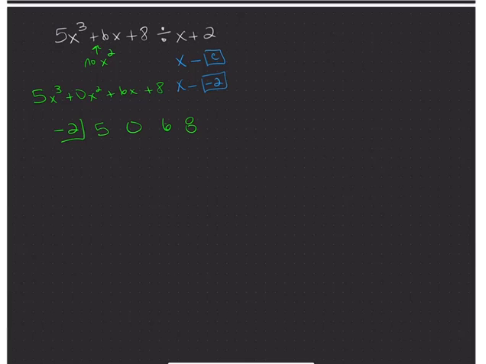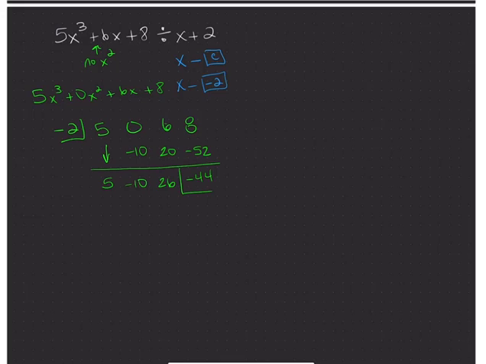Right? I'm going to draw a little line. First term always gets dropped down, which is a 5. -2 times 5 is -10. I'm going to add these together and get -10. -2 times -10 is going to give me a positive 20. 6 plus 20 is 26. 26 times -2, we're just going to double that to -52. Add those together and we get a -44.